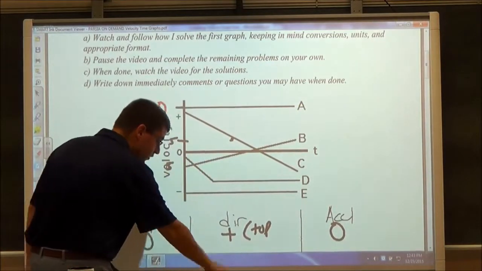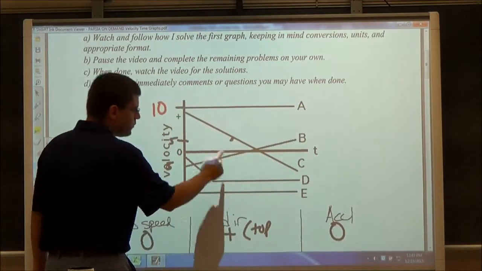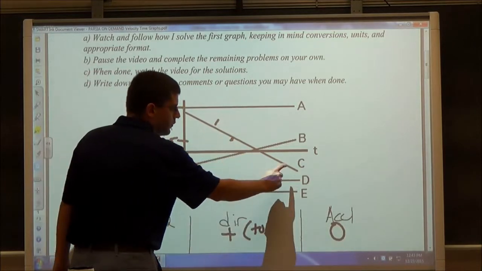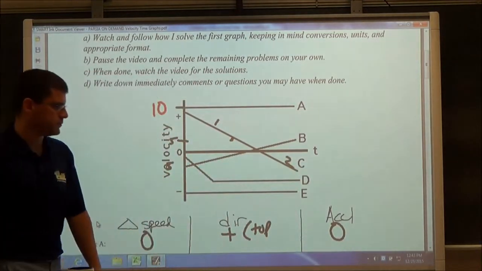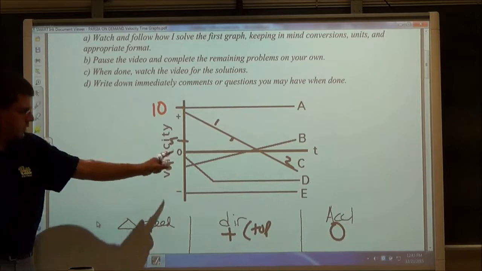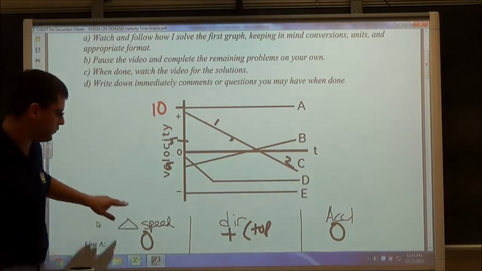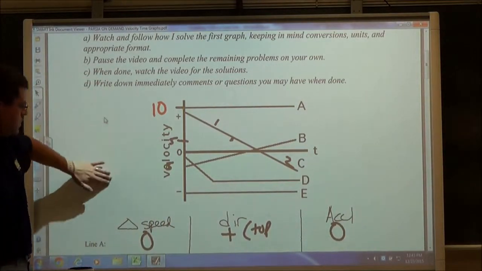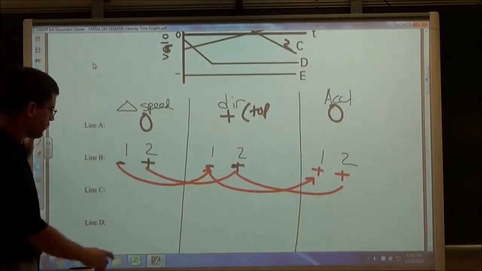Do you see C? I see C. Here's segment 1, here's segment 2. Right there. So now, let's look step by step. For C, let's look at segment 1.